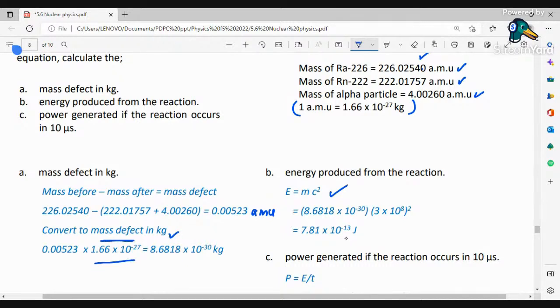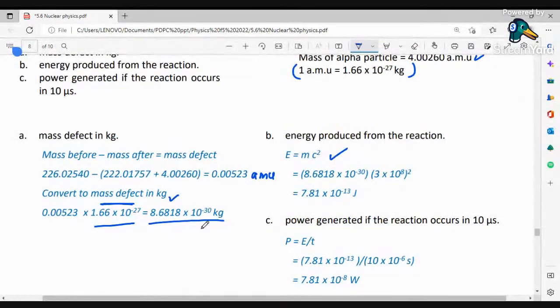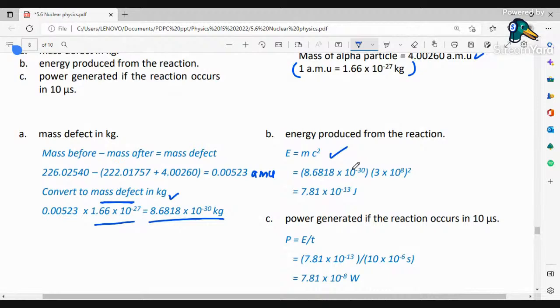Okay, multiply 1.66 times 10 power negative 27. So you get 8.6818 times 10 to the power negative 30 kilogram. Okay, nampak tukar kilogram. Sudah tukar, baru ganti dalam formula ni. Mass defect multiply speed of light, 3 times 10 power 8. Ini adalah speed of light, ada beri dalam this, square. So you get 7.81 times 10 to the power negative 13 joule.